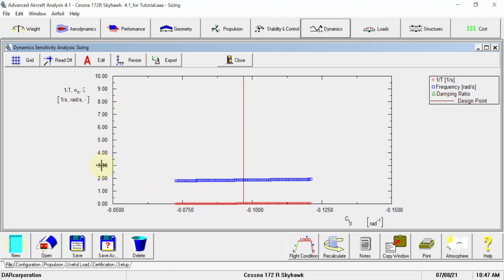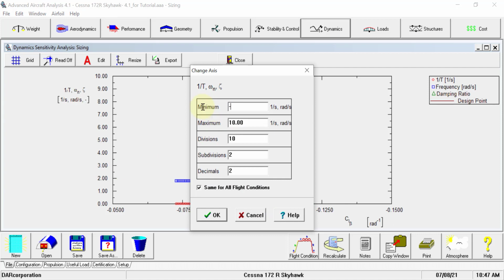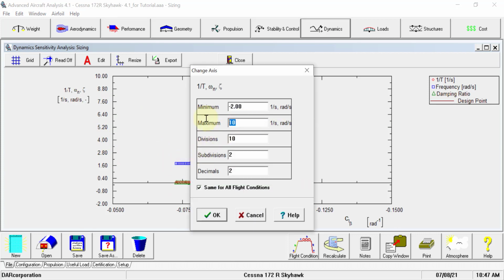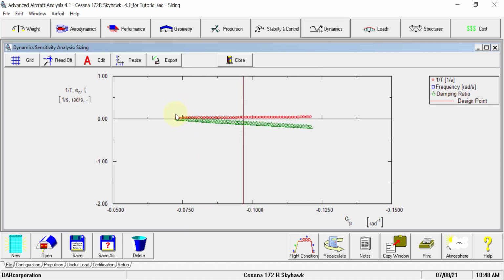So let's change our axis so we actually see our damping ratio. And here we see that by decreasing CL beta, or basically making it less negative, so you basically increase the value, you can see that the damping ratio slowly becomes more towards 0. So let's zoom in a little bit here. So let's go to just view the damping ratio. And here you see that you might need to change your value of CL beta to change your damping ratio.